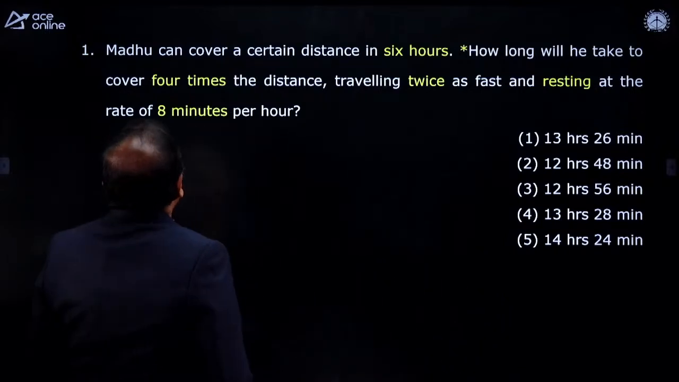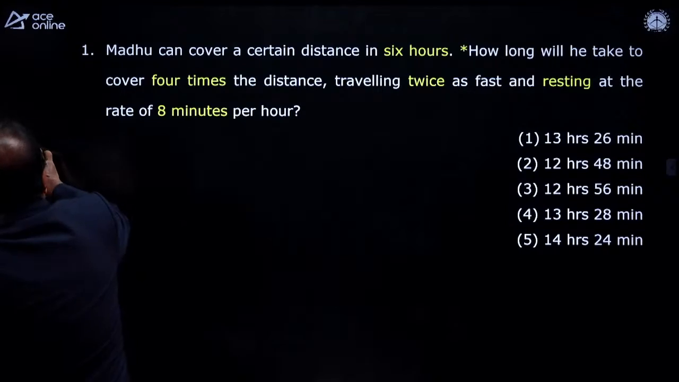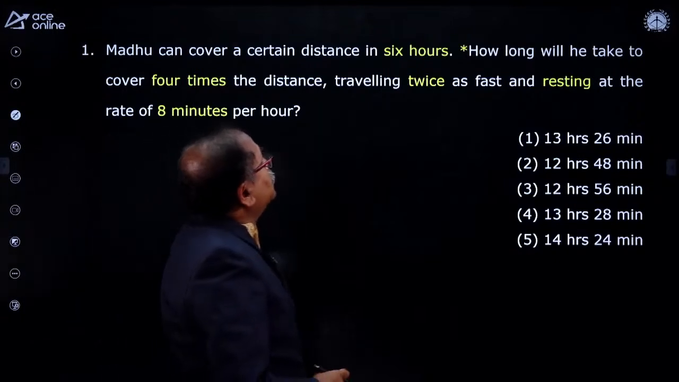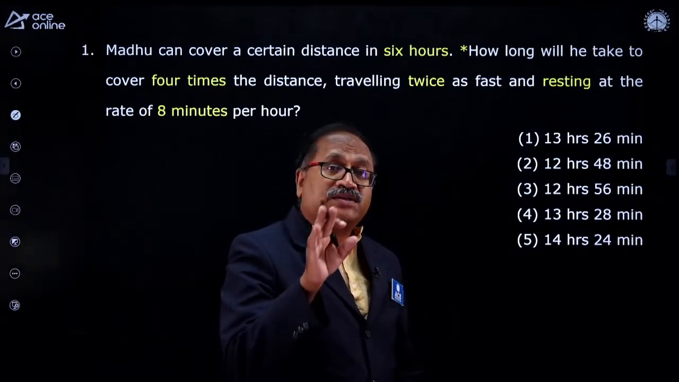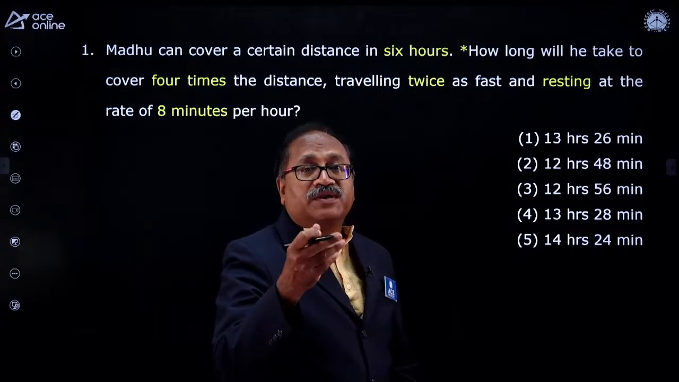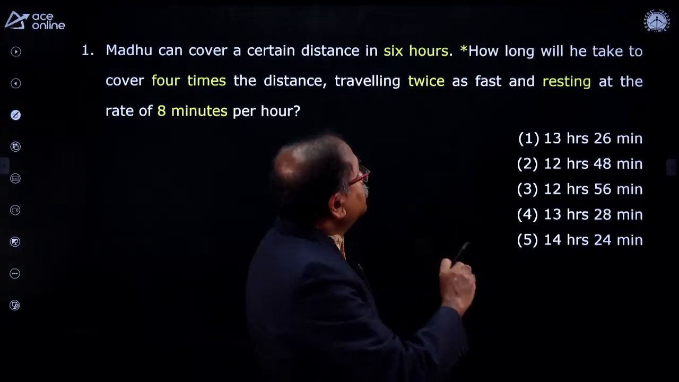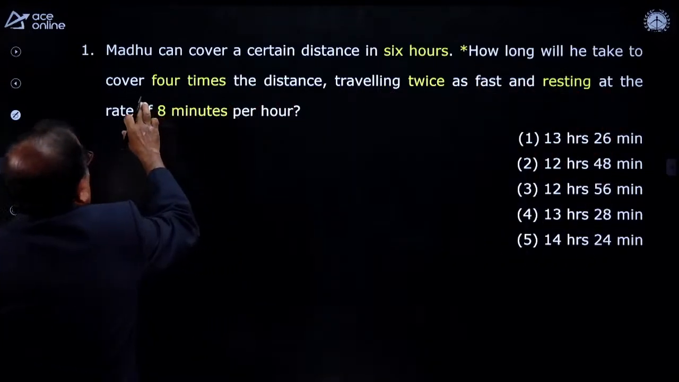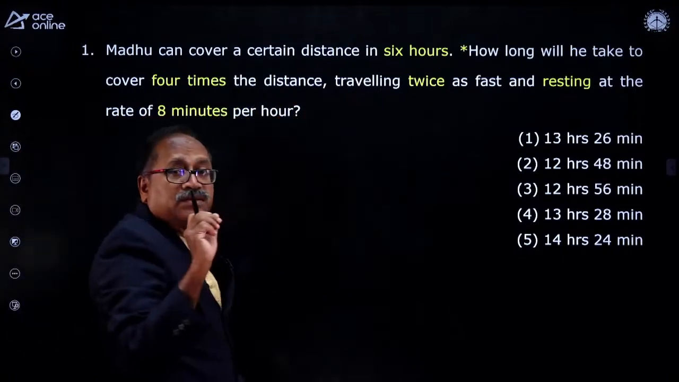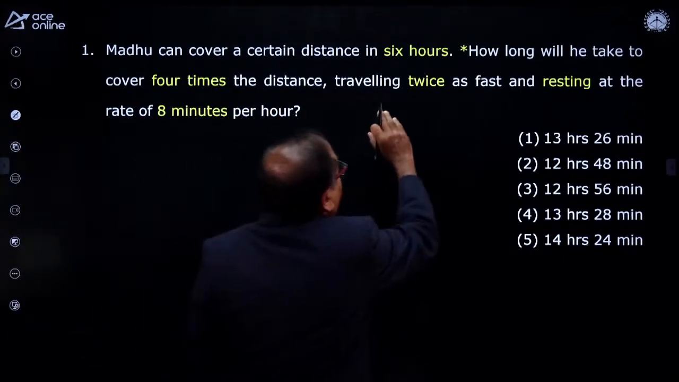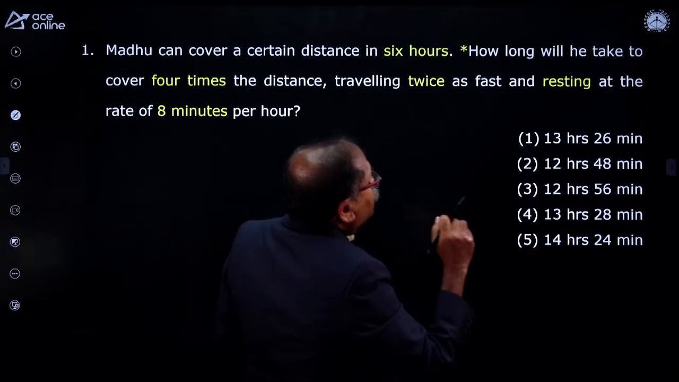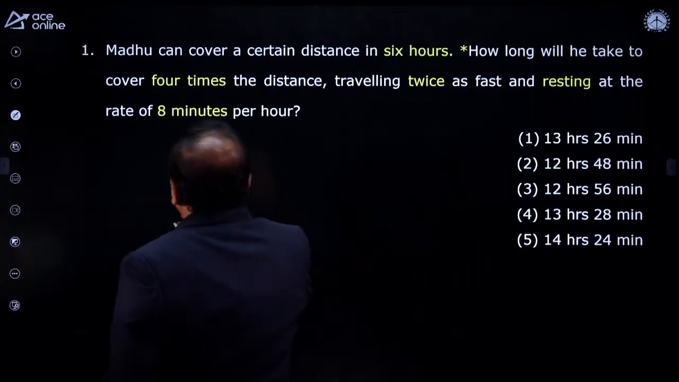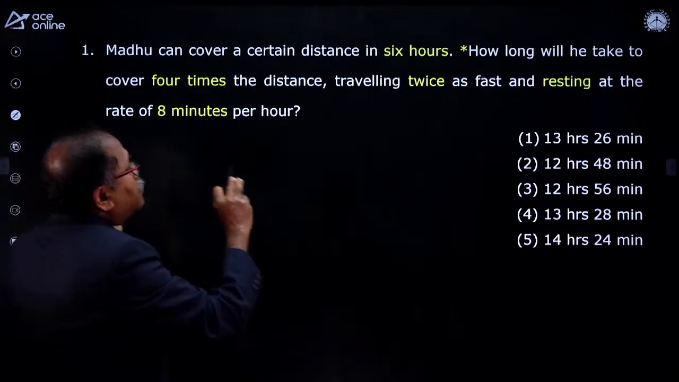Let's begin. The very first question on your board is this: Madhu can cover a certain distance in 6 hours. I don't know what the distance is, or what the speed is. How long will he take to cover 4 times the distance, 4D, traveling twice as fast, and resting at the rate of 8 minutes per hour?